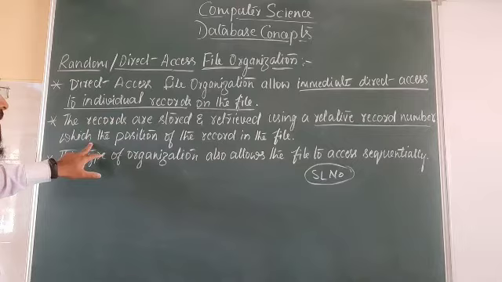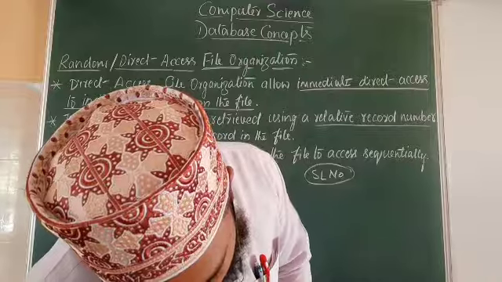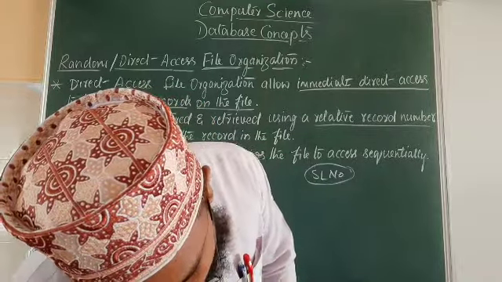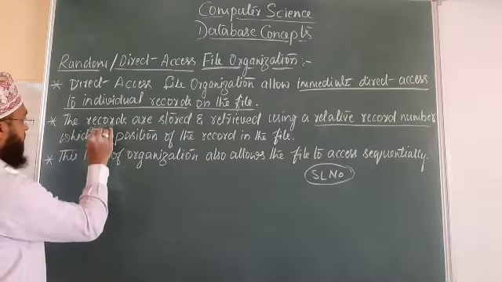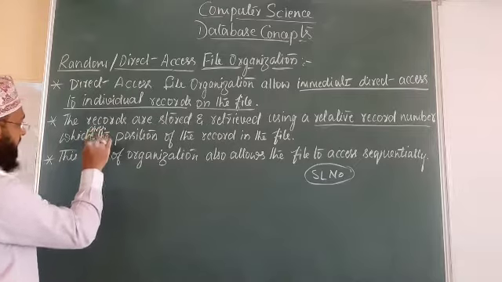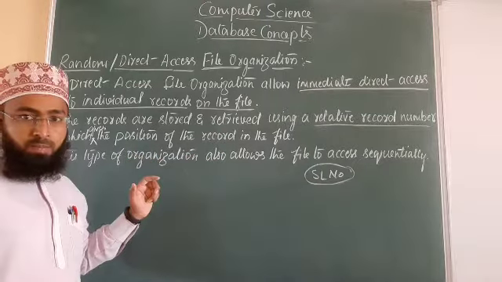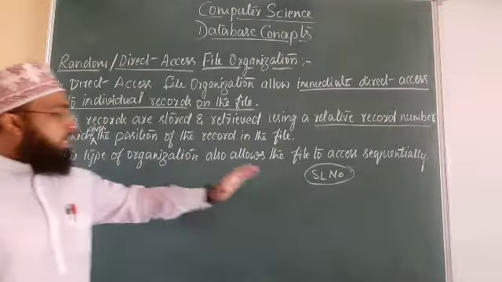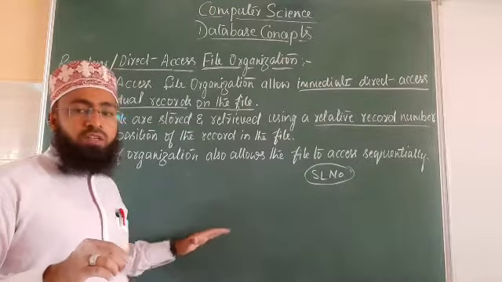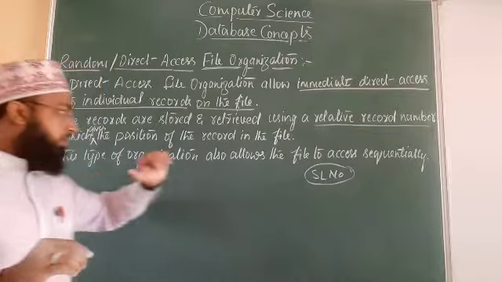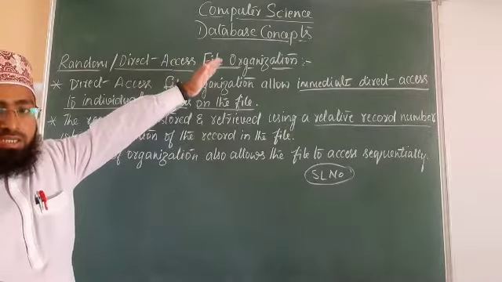Using a relative record number, which gives the position of the record in the file, if you want to search the 5th serial number, then it will tell you that your record is in the 5th position, like that. This type of organization is called random or direct access file organization.